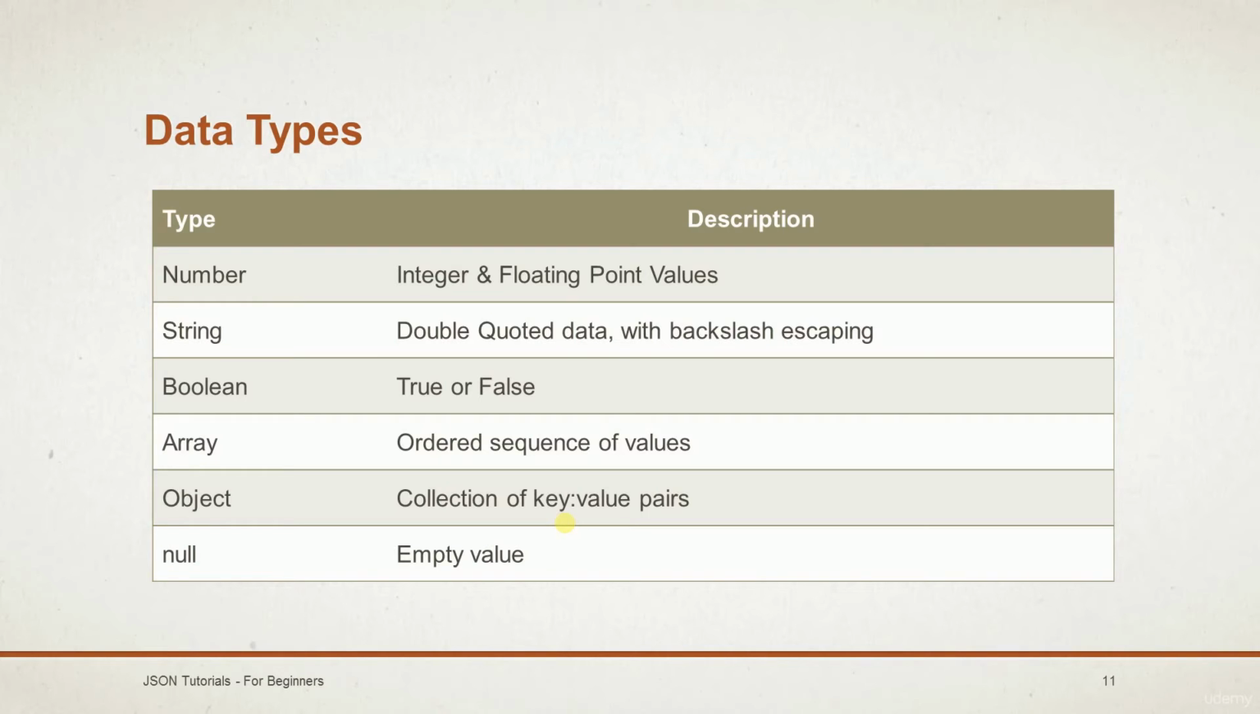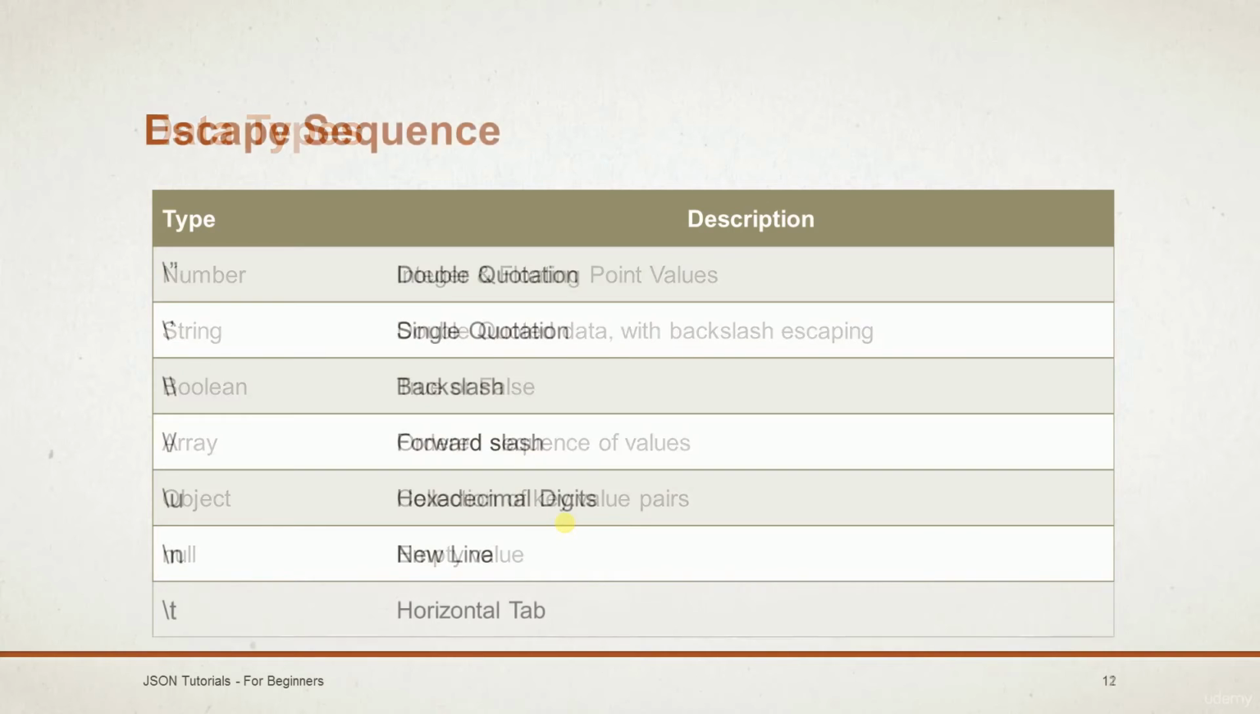For adding some specific characters, we need to use an escape sequence. Following are the escape sequences: slash double quote for double quotation, slash single quote for single quotation, double slash for backslash, slash forward slash for forward slash, slash u followed by 4 digits represents the Unicode digit, slash n for new line, slash t for horizontal tab.